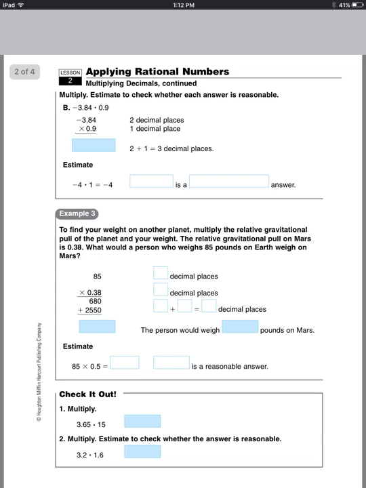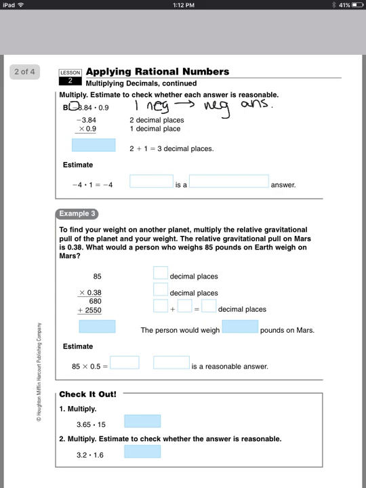Multiply, estimate to check whether the answer is reasonable. So we have -3.84 times 0.9. So we have 2 decimal places, 1 decimal, 2 plus 1 is 3 decimal places. So we know we need to move the decimal 3 places. We also need to look at the negative, and we have 1 negative. So we are going to have a negative answer. Okay?